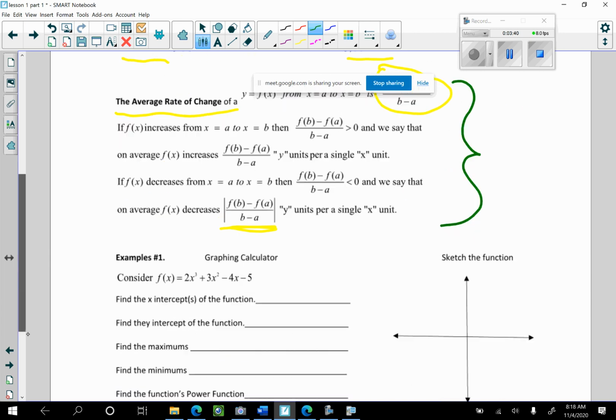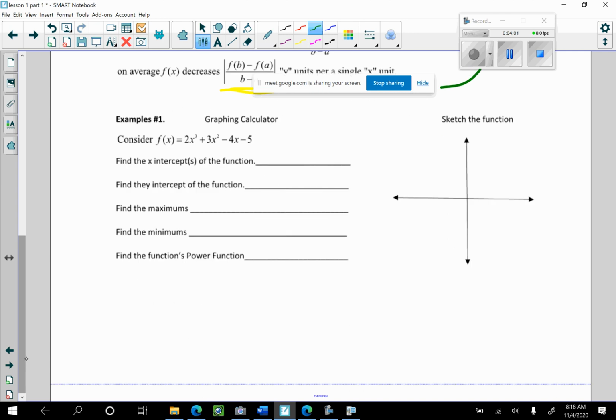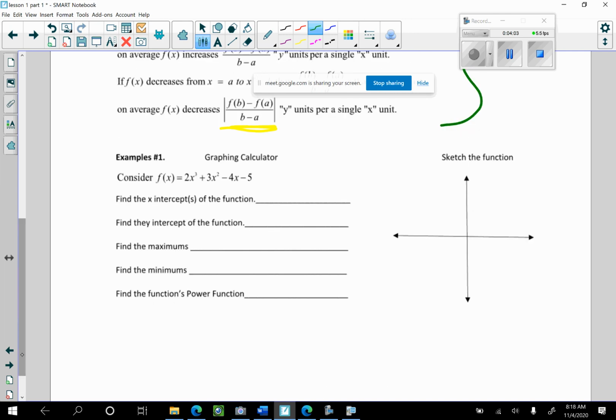So let us take a moment, get your graphing utility out, and let's go over example 1. I will let you try example number 1. Find the x-intercepts, find the y-intercepts, find the power function, and we're going to sketch the function. Okay, hopefully we have a nice example here. So give this guy a whirl.